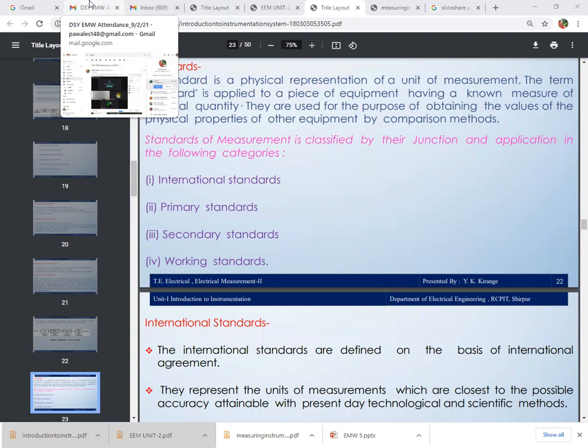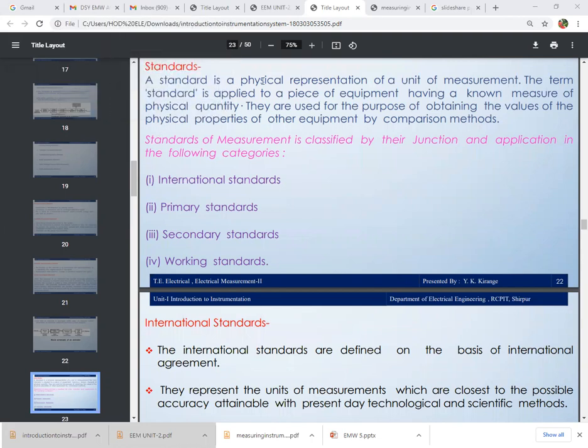The standard is the physical representation of a unit of measurement. It is the physical representation of a unit of the measurement. That means this standard is applied where we have to measure a physical quantity, or the magnitude of a physical quantity. That unit should have the standard.